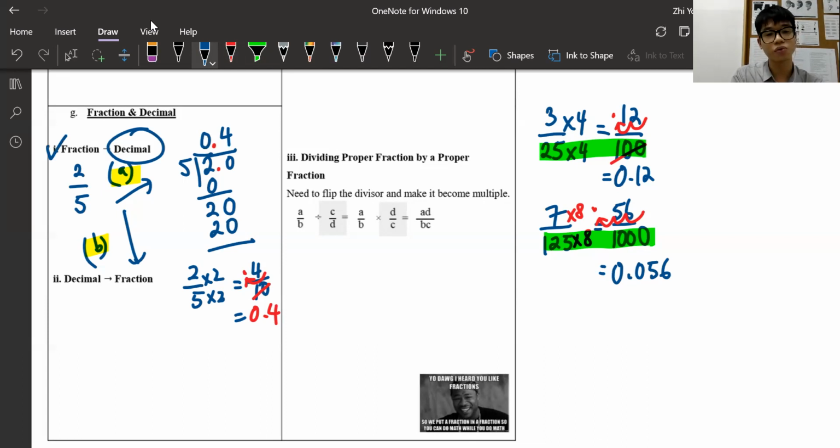And the second part I want to bring to you is decimal to fraction. So how can I convert decimal back to fraction? Basically, very simple.